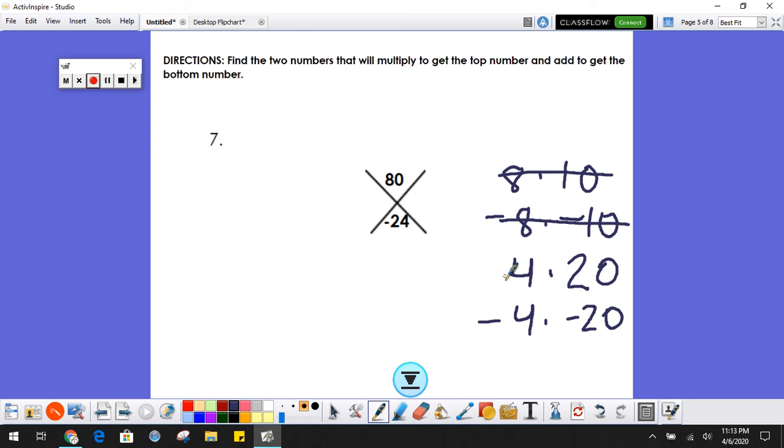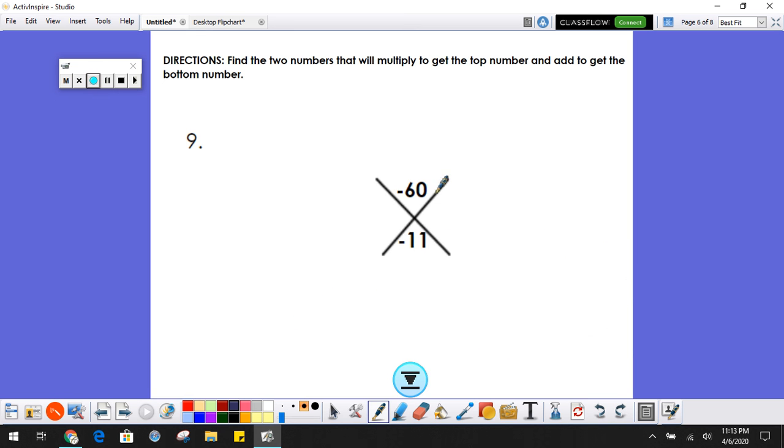20 plus 4 is 24. That's really close. But this last one gives me my negative 24 that I need. So my 2 numbers are negative 20 and negative 4. And that's all you need to do for today to get the answer to number 7. You can pause and do number 8, or you can keep watching.